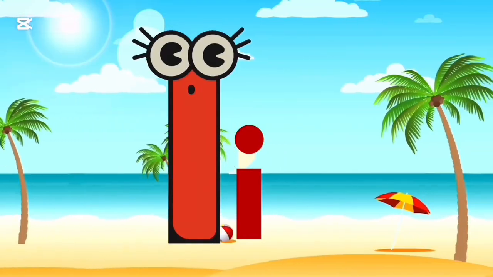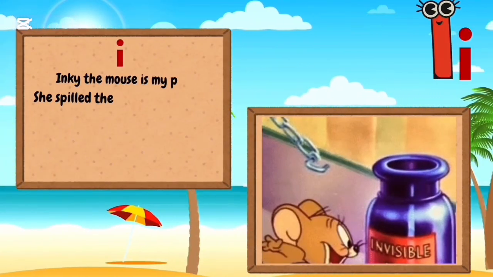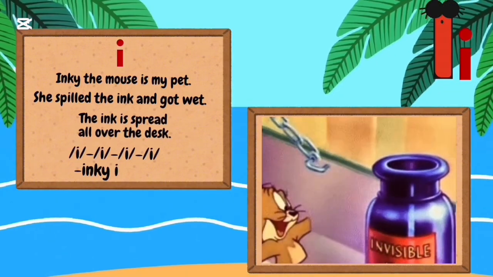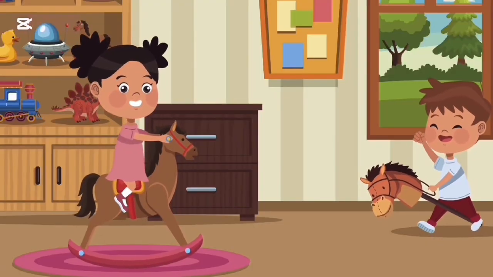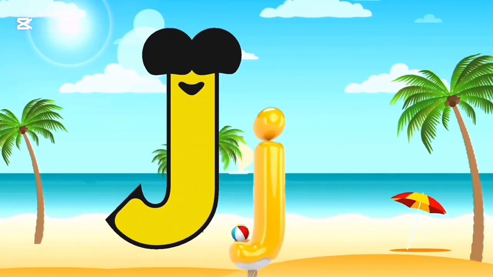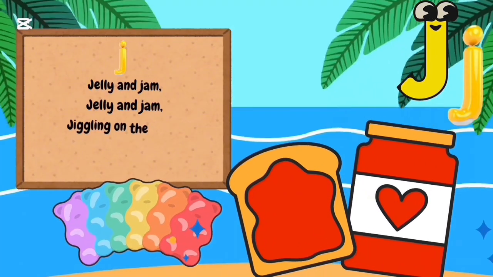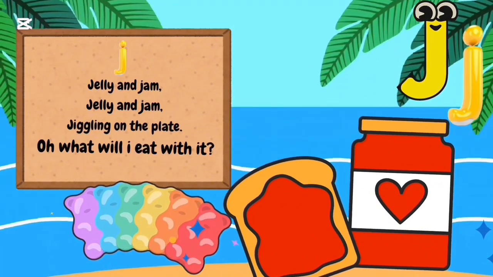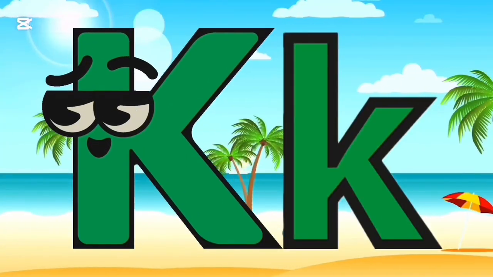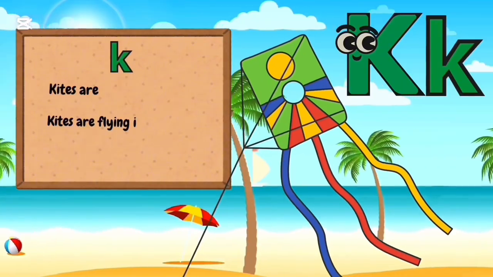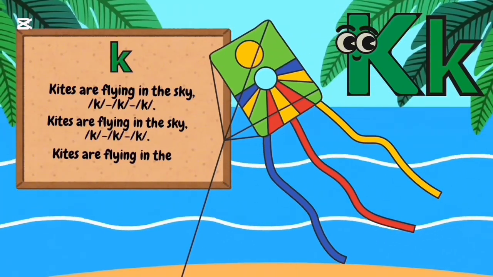E. Inky the mouse is my pet. She spilled the ink and got wet. The ink is spread all over the desk. E. Inky is wet. J. Jelly and jam, jiggling on the plate. Oh, what will I eat with it? J. K. Kites are flying in the sky. Kites are flying in the sky. K.